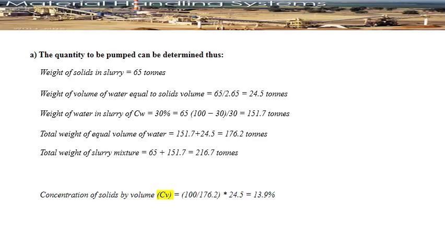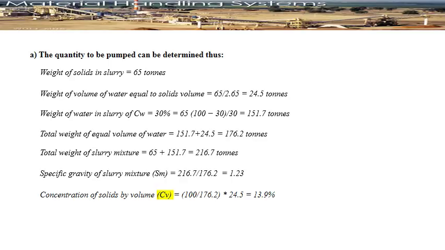The total weight of the slurry mixture is going to be the 65, which is the weight of the solid in the slurry, plus the 151.7, which is the weight of the water in the slurry. Because you know that the mixture consists of water and the solid, and that will be the total mass we are going to have for both the solid and the liquid material.